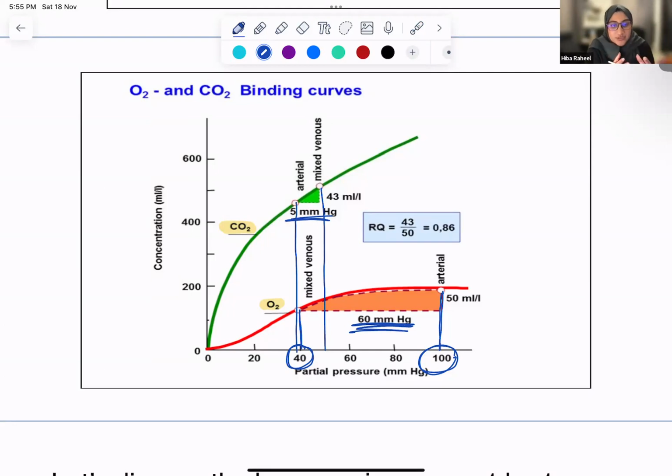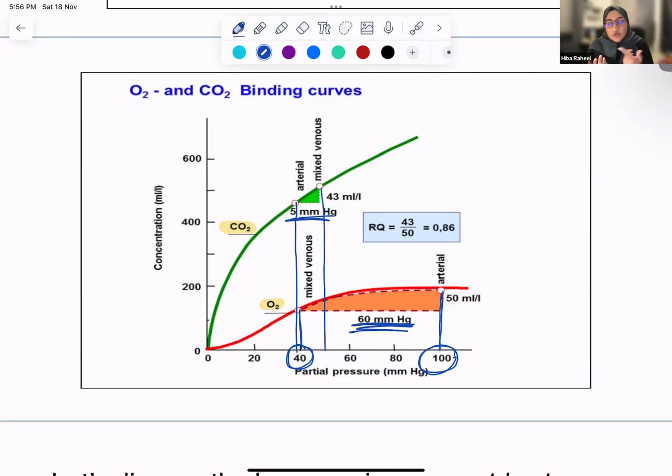That's like a big difference. So the difference in oxygen is way more compared to the carbon dioxide. And this is why a change in carbon dioxide is very minimal to the VQ ratio. That's why a small change in oxygen will cause a VQ mismatch, but a change in carbon dioxide will not cause a VQ mismatch. And why is that? Why is the change small?